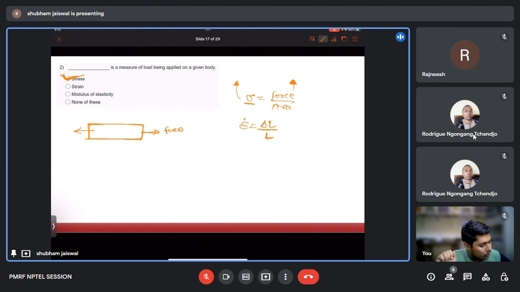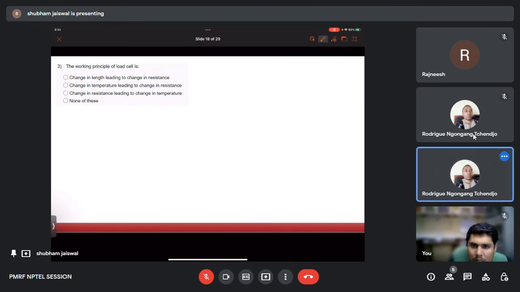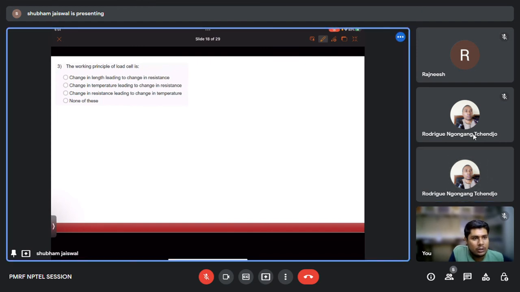So moving to our next question. The working principle of a load cell is: change in length leading to change in resistance, change in temperature leading to change in resistance, or change in resistance leading to change in temperature. Changing in length leading to changing in resistance, the first option. Yeah, first option. Okay. What do you think, Mr. Rajneesh?